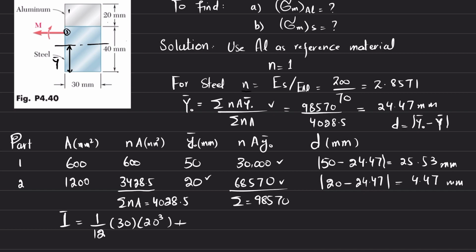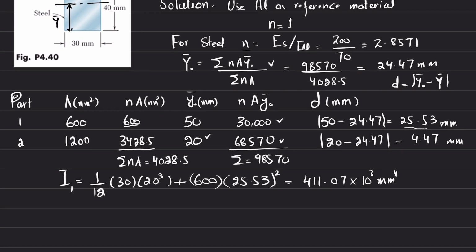So the area of this is equal to 600, A d square by using the parallel axis theorem. So 600 into d, which is 25.53, whole square. That will give you I1. When you calculate it, I1 will be equal to 411.07 into 10 to the power 3 millimeter power 4. Now for I2, we know that I2 is equal to N2 times 1 over 12 B2 H2 cube. B2 is 30. So 30 into H, which is 40 millimeter, so 40 cube.